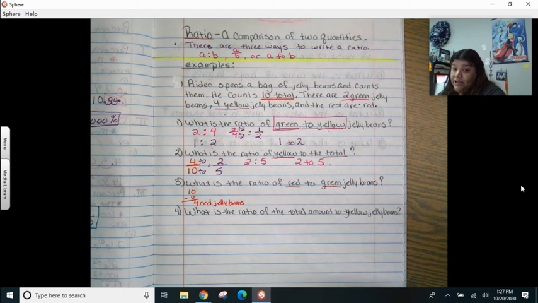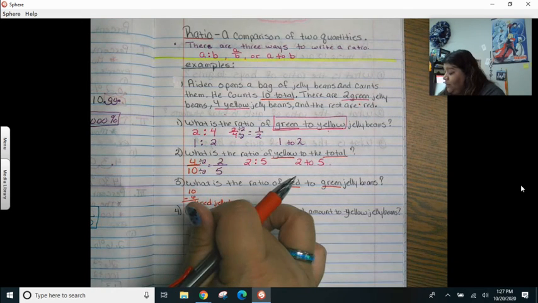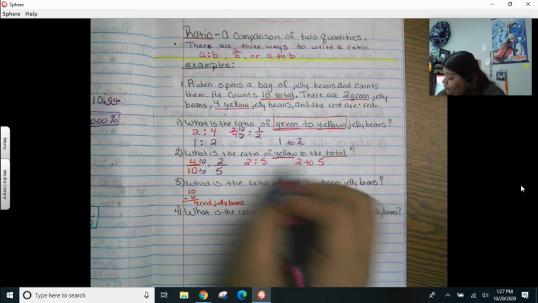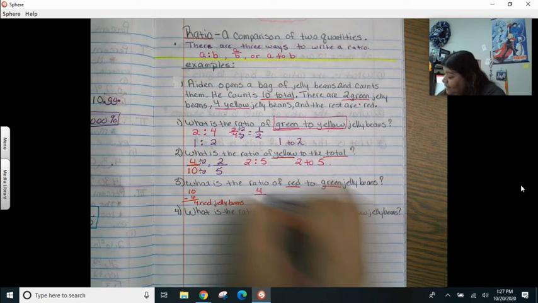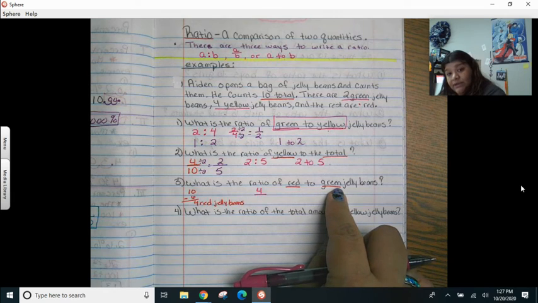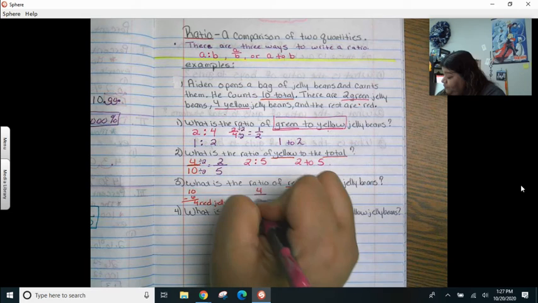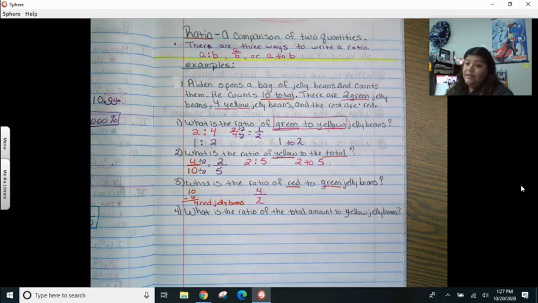Okay? That's how you get the red. So now that I know that there are 4 red jelly beans, I know 4 goes first. And how many green jelly beans were there in this scenario? 2. Okay, so the answer is 4 to 2. For every 4 red jelly beans, there are 2 green jelly beans.